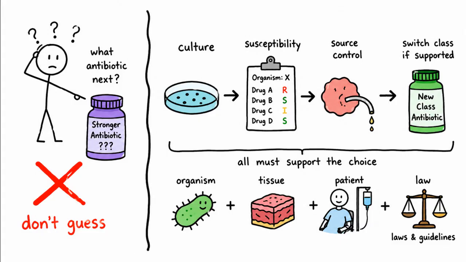And when resistance is present, the next choice should not be a guess. The next choice is culture, susceptibility, source control, and switching to a different class only when the organism, tissue, patient, and law all support it.